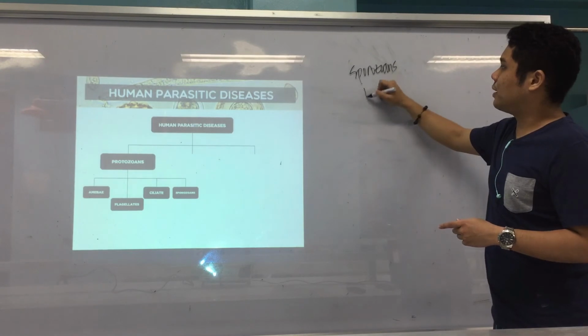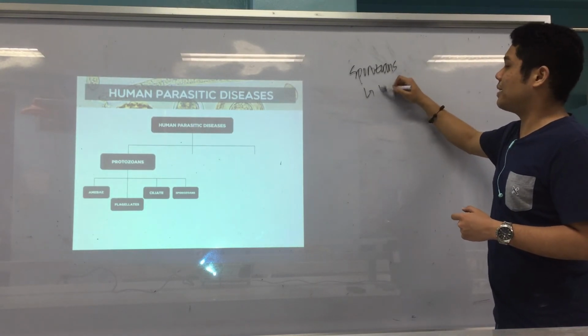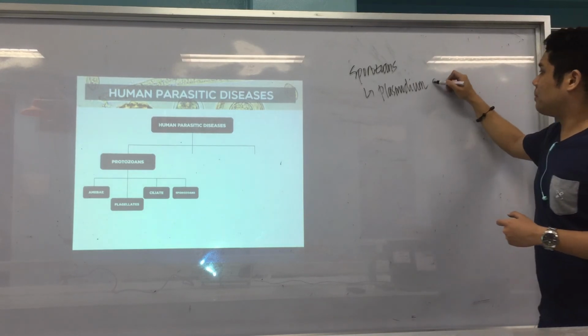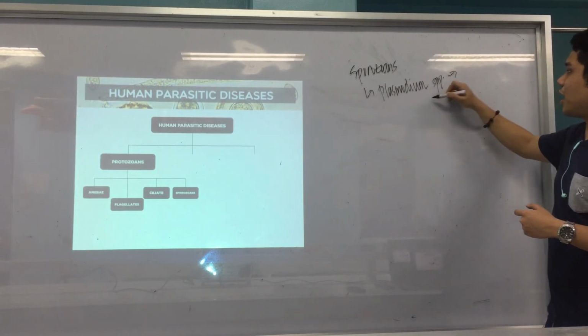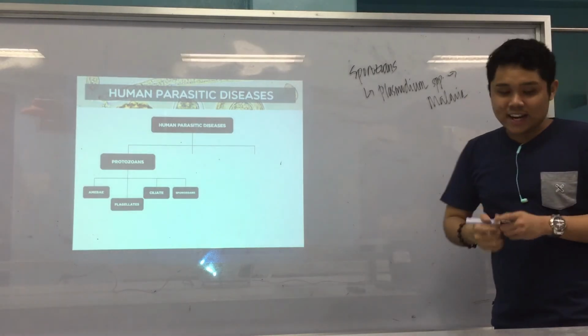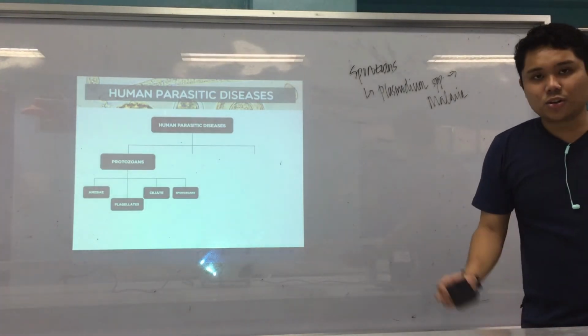You have Plasmodium, which is, of course, for malaria. Plasmodium species. Malaria na siya, guys. Okay? Alright. Okay, now that's for protozoans. So, that's the first group.